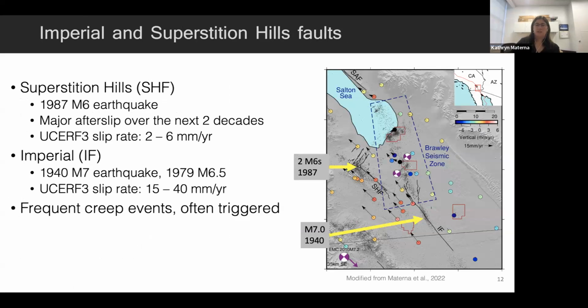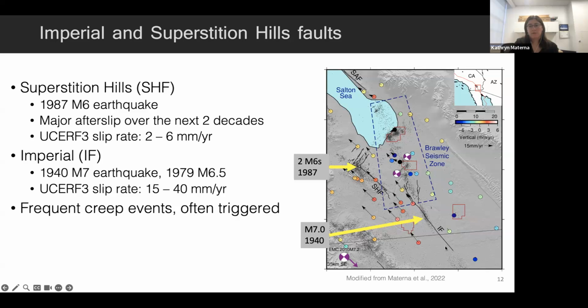The two important faults that come to bear in the observations from this past year are the Superstition Hills Fault, this one, and the Imperial Fault. Important background or context about these faults includes that the Superstition Hills Fault produced two magnitude 6 earthquakes in 1987, one actually on a conjugate structure and one on the fault itself. And then for the next more than 2 decades, actually for a very long time, the Superstition Hills Fault produced a major afterslip signal. The slip rate assigned to the Superstition Hills Fault in USURF3 is between 2 and 6 millimeters per year.